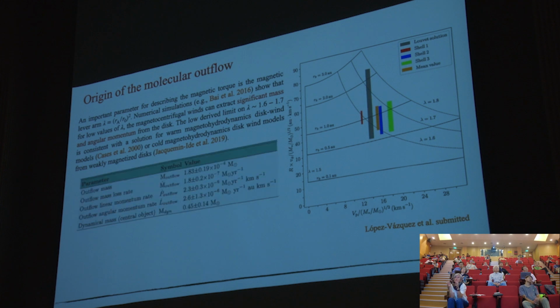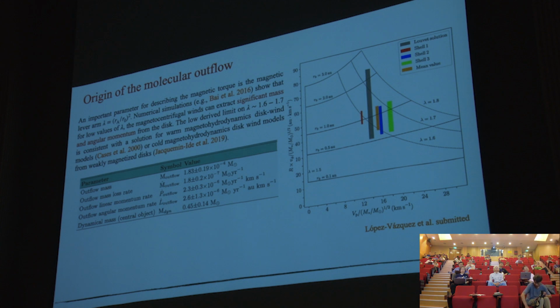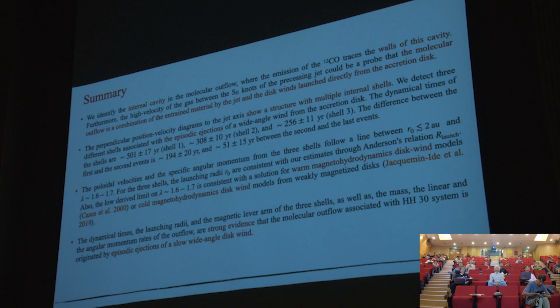And finally, the parameters like the mass of the outflow, the mass loss rate, and the angular and linear momentum rate are consistent with these shells being originated in the accretion disk and also being produced at different times. And this is the summary, and thank you very much.